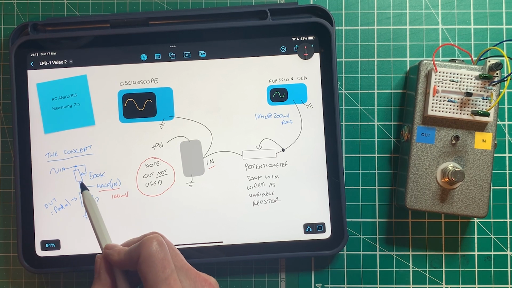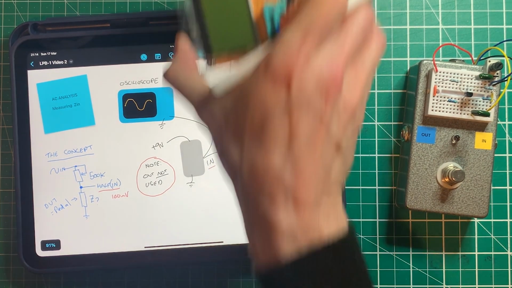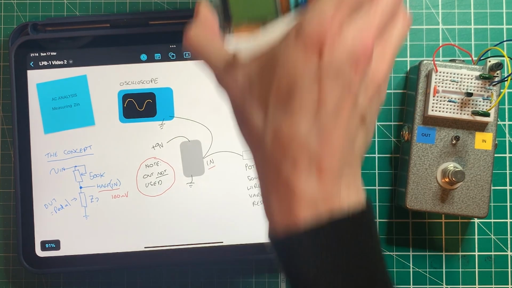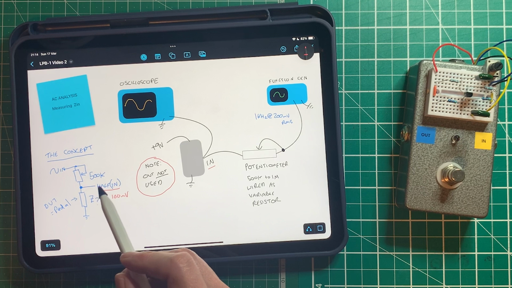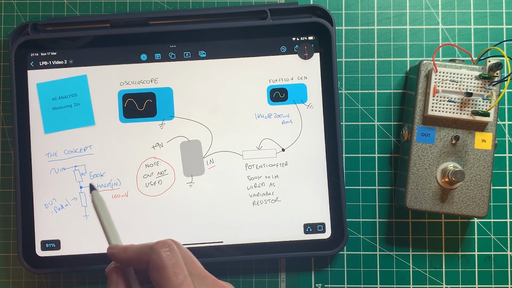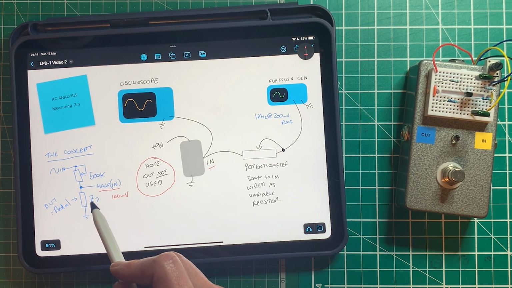And then what I could do is simply take that resistor out of the circuit and use my measuring device, or indeed a multimeter, anything that can measure resistance, measure the resistance across this resistor, and it'll be the exact same as the input impedance in our pedal. So let's give that a go.